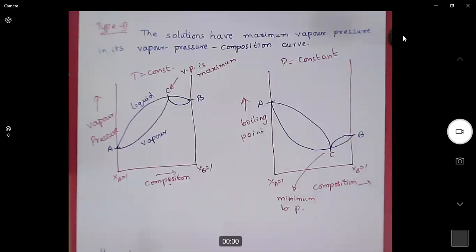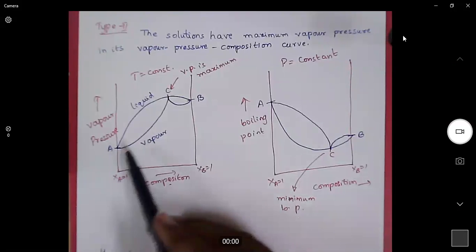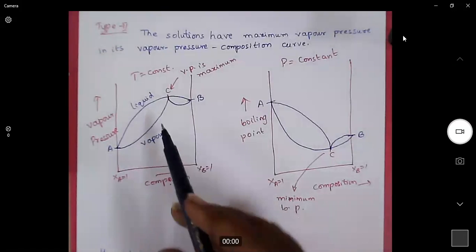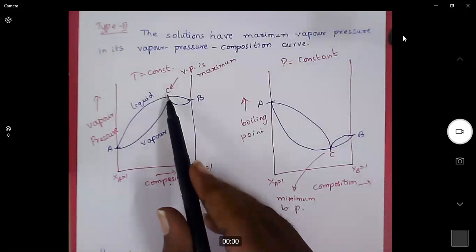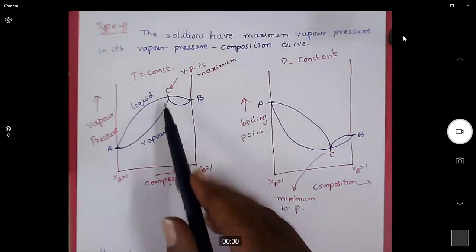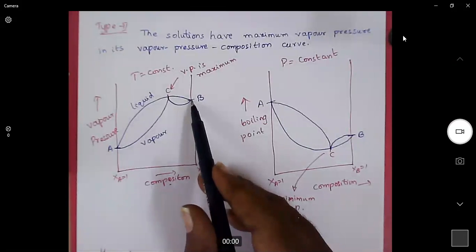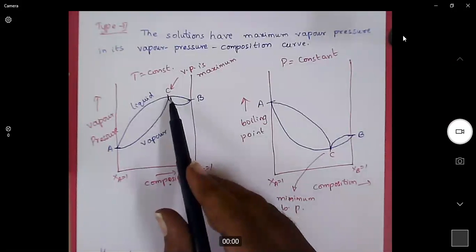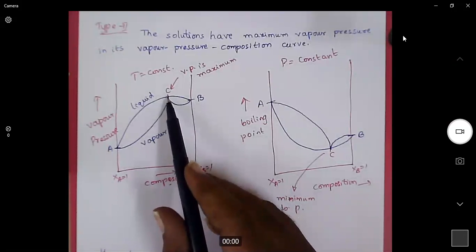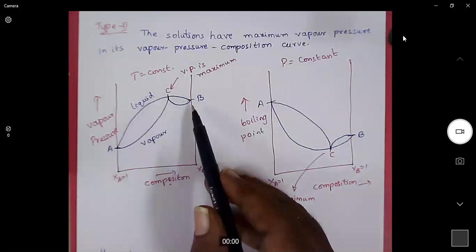What are type 2 solutions? When we mix A and B, they will show a maximum in vapor pressure. Here, this is the vapor pressure of A, this is the vapor pressure of B. But look at the vapor pressure of this mixture. This mixture is having a maximum in vapor pressure. That means the mixture vapor pressure is higher than both A and B.